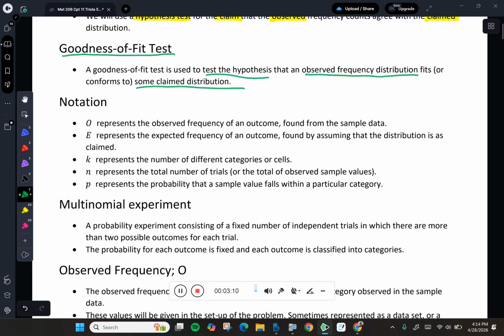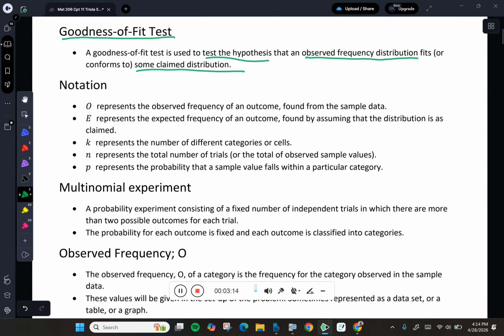There's lots of notation we're going to use here. We're going to use the capital letter O to stand for the observed frequencies for the outcomes. Okay? We're going to use the capital letter E to represent the expected frequencies for the outcomes. Okay? K is going to represent the different categories or cells, or specifically, K is going to represent the number of possible outcomes. So if your experiment has 7 possible outcomes, K would be 7.